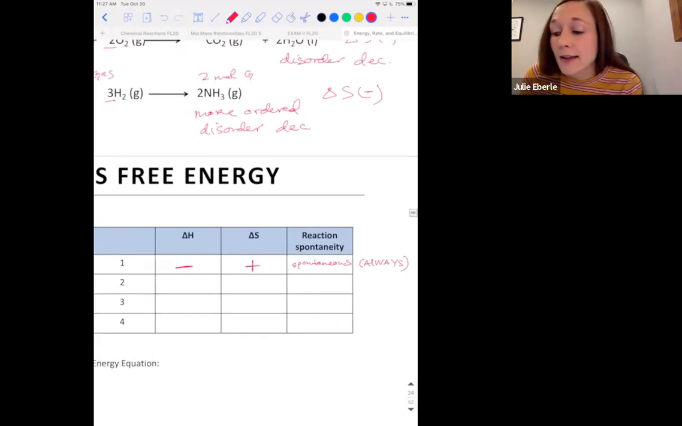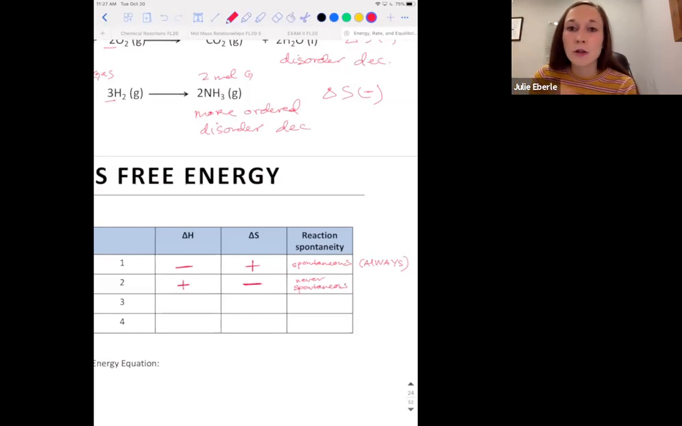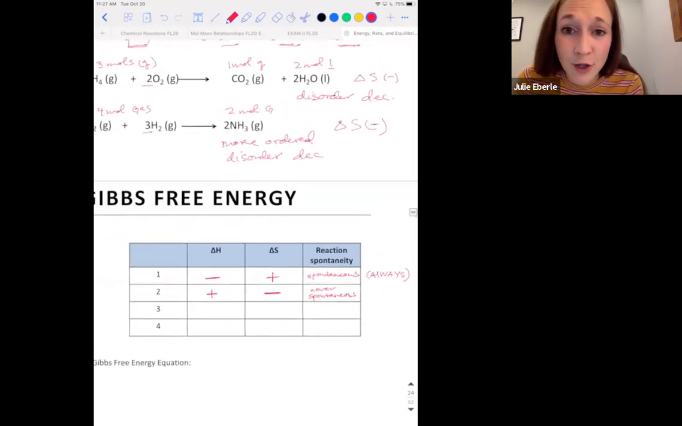On the flip side, if delta H is positive, meaning this is an endothermic reaction, overall, the reaction itself is absorbing heat. Your test tube is getting cold because heat is going into the test tube, into the reaction. And delta S is negative, meaning disorder is decreasing and you're becoming more ordered. That is never spontaneous. Okay? That reaction will not happen. It's not favorable.